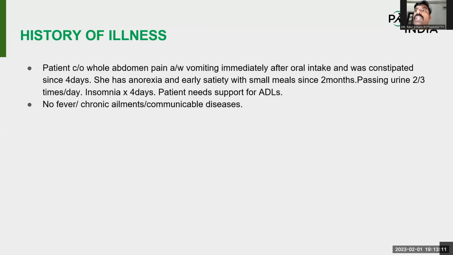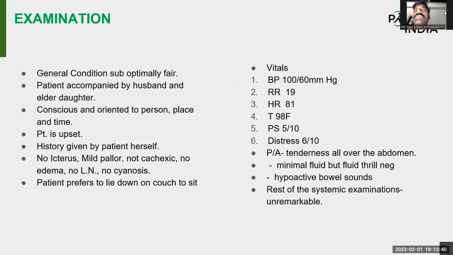History of present illness: the patient complains of whole abdomen pain associated with vomiting immediately after oral intake, and was constipated since 4 days. She has anorexia and early satiety with small meals, since 2 months. She was passing urine 2 to 3 times per day. Sleeplessness since 4 days, and the patient needs support for daily activities. There was no fever, chronic ailments, or any communicable diseases. Next slide, please.